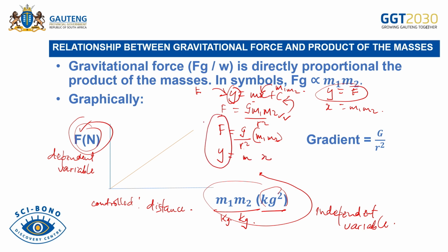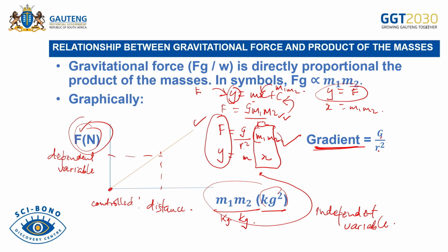My y is F, this is correct, and my x here is m1 m2, which is also correct. So what represents the gradient here is G over r squared. The gradient of this graph represents G over r squared. So you can use the gradient of this graph to get the distance between the centers. For example, if you are looking for the gradient, you need how many points? 2 points. Let me just give you those points.